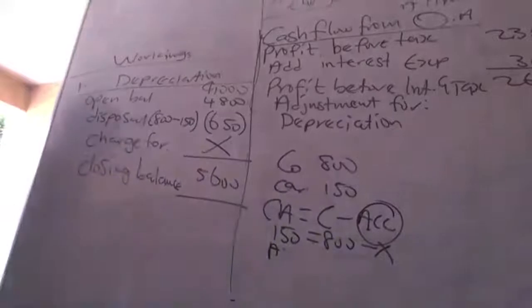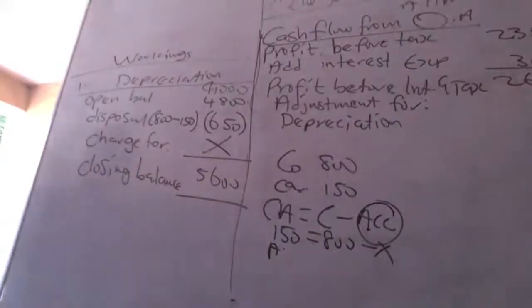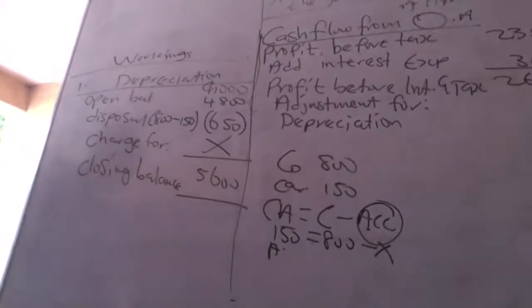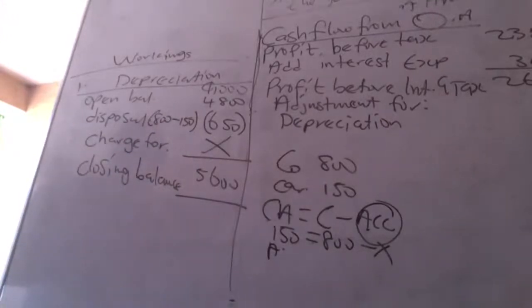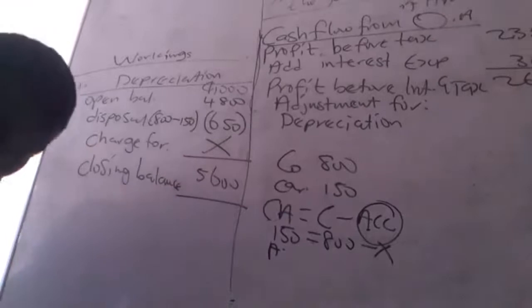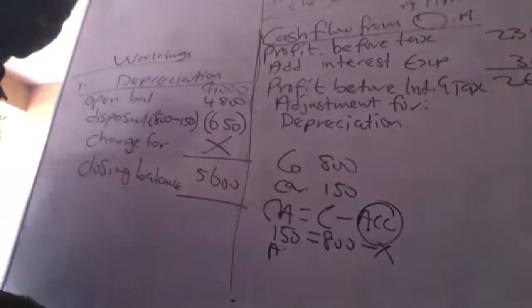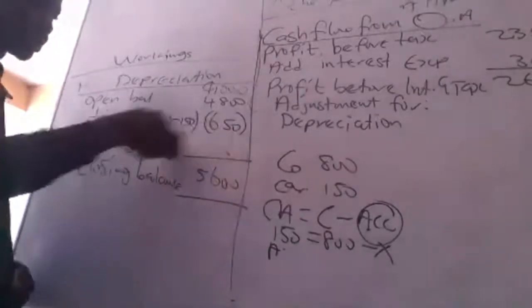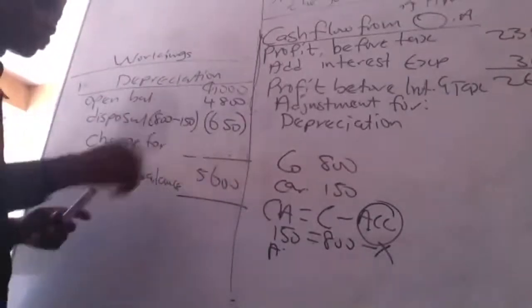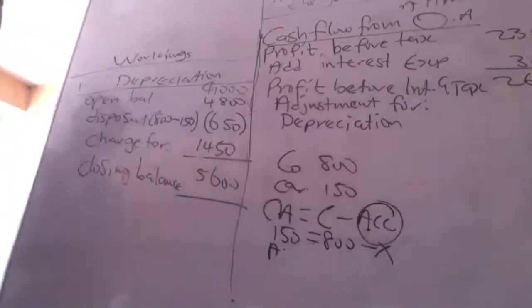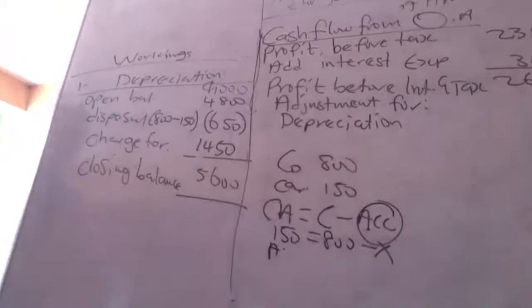Have you seen it? So kindly get the answer for me. So it will be the 5,600. Any answer for me? I like that. 1450. Good. 1450. Confirm. Yes, I like that. Make sure that you get the same figure. 1450. So that's the depreciation charge for the year. That's the depreciation charge. So have you seen how we get it?